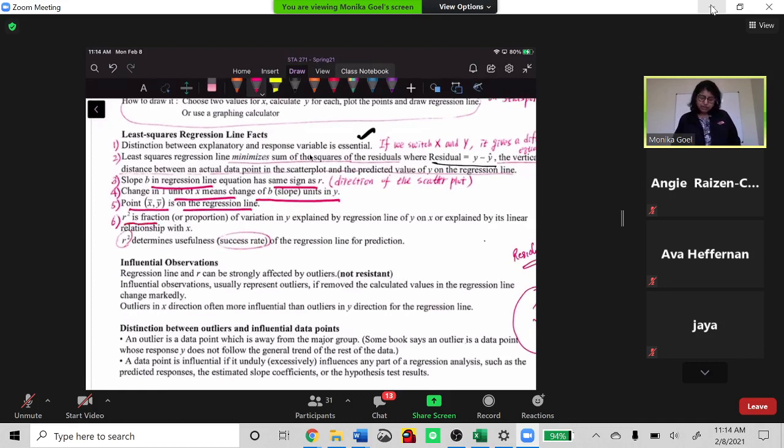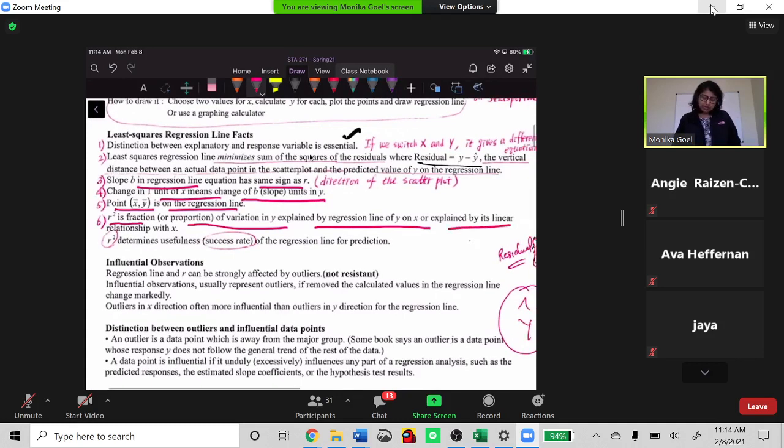R squared is the fraction or proportion of variation in y explained by the regression line of y on x, explained by its linear relationship with x. Technically, what R squared does is tell us the success rate of the regression line for prediction. How good a fit that line is for prediction, we get using R squared.